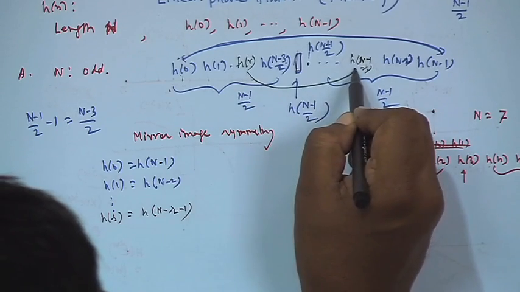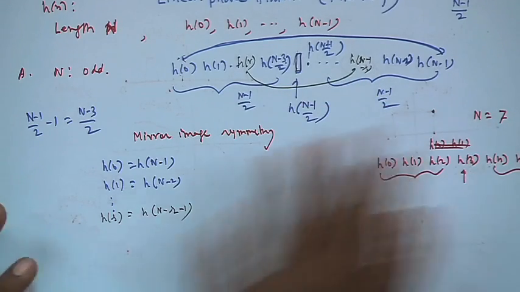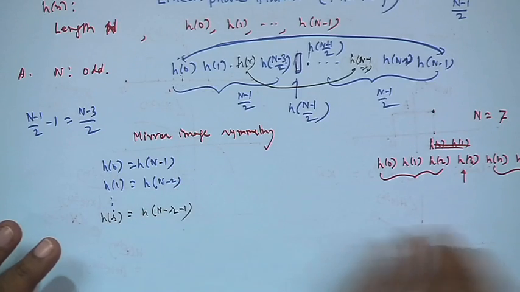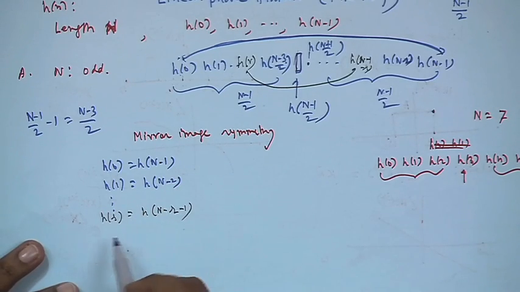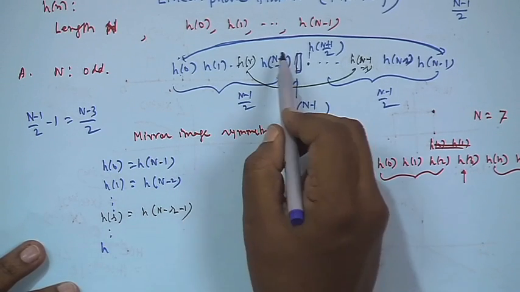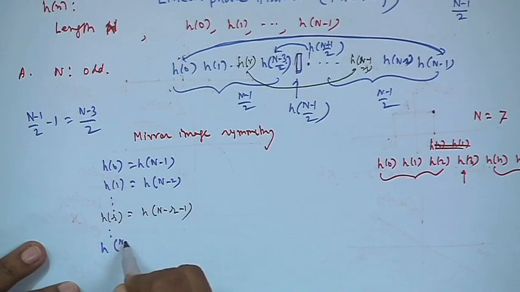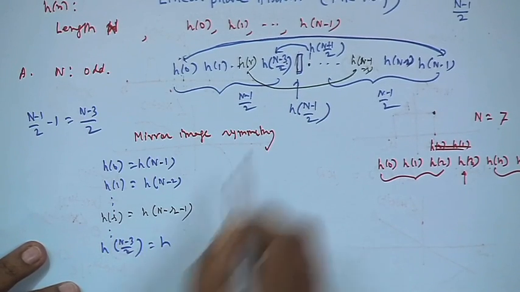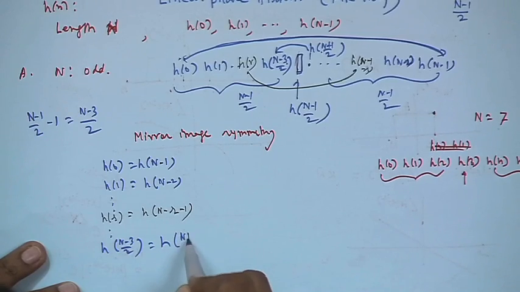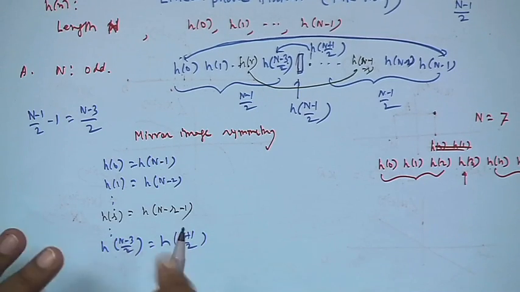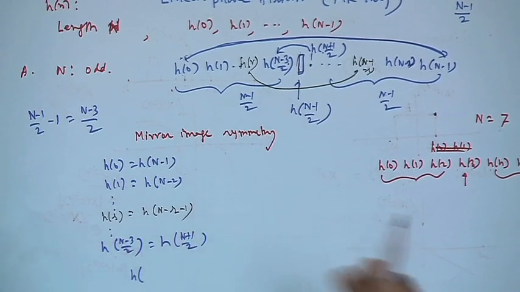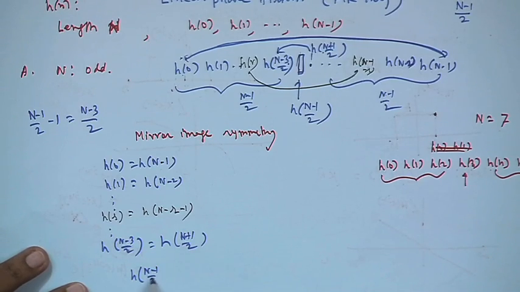So, these two, they will be same. This is the condition we are imposing, and the central guy will be as it is. So, dot dot dot, these two will be same, h n minus 3 by 2 is same as h this guy n plus 1 by 2. This is the thing I am imposing, and the central fellow will be an independent guy, h n minus 1 by 2.